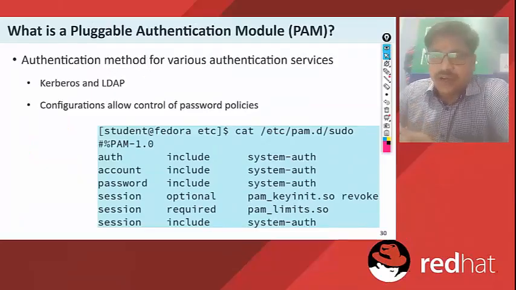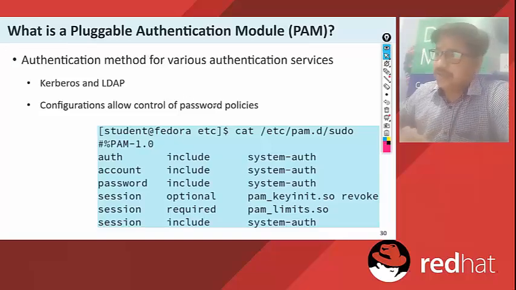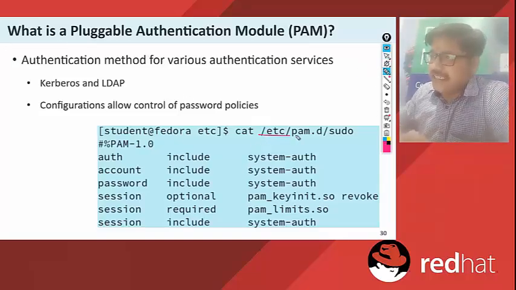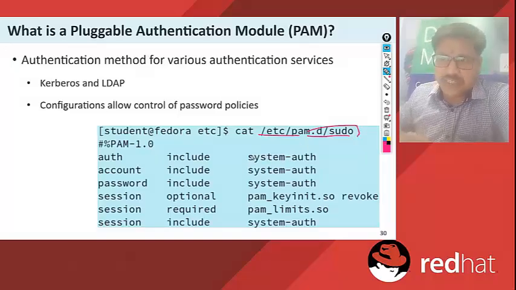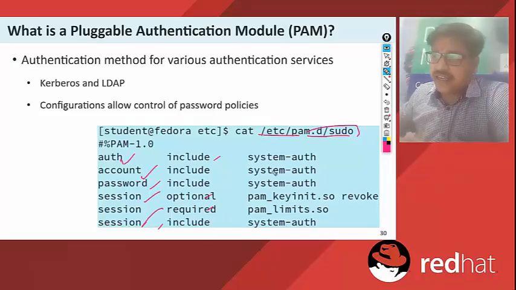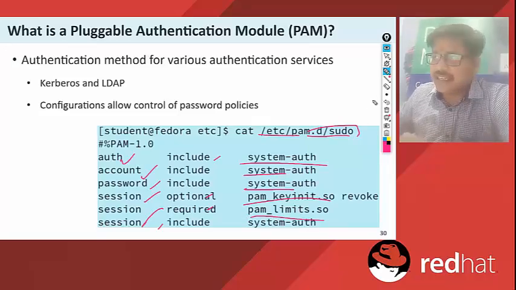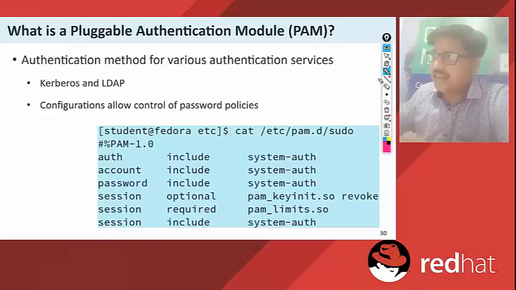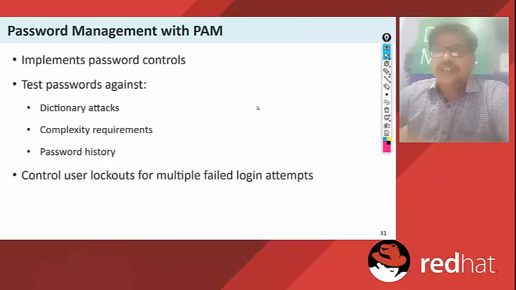The configuration allows control of password policies, and the location of PAM is /etc/pam.d and sudo. Here there are auth, account, password, session, includes, optional, required, and system-auth, pam_keyinit and pam_limits. All this information is available here. Here you can check and configure. We are not going to configure PAM here. We just discuss that yes, this type of authentication also exists in the Linux operating system. So how can you manage passwords with PAM?